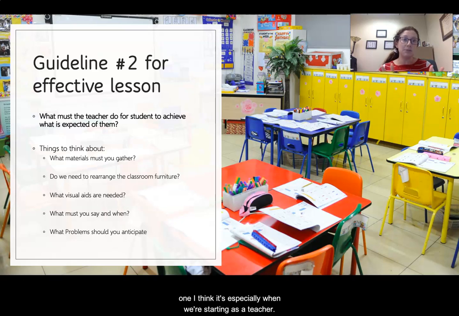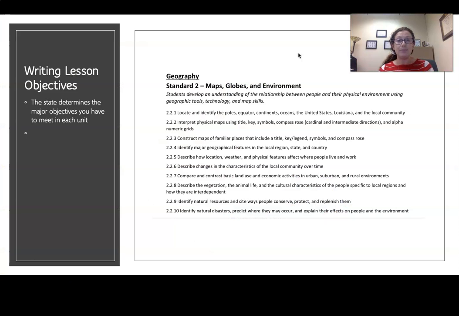And this is the most important one, I think, especially when we're starting out as teachers. What problems should you anticipate? Are you going to have technological problems? Are there going to be students who are going to cut up in class? Are there things that you need to be considerate of because of your students' backgrounds? So those are all things you really need to be thinking about. I think some of our best teachers, they consider what troubleshooting they need to do before they even get to that particular lesson.